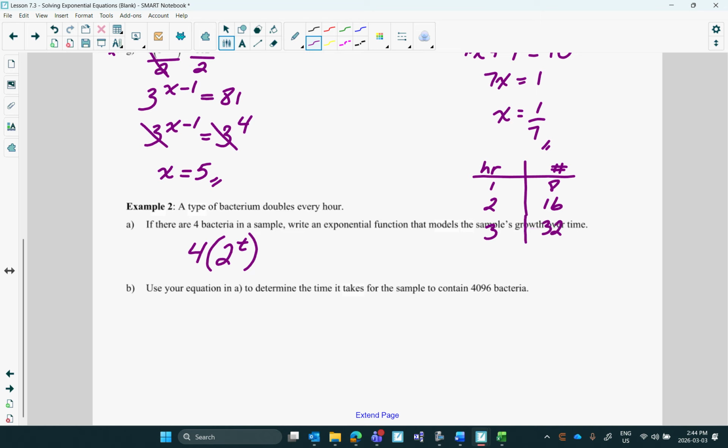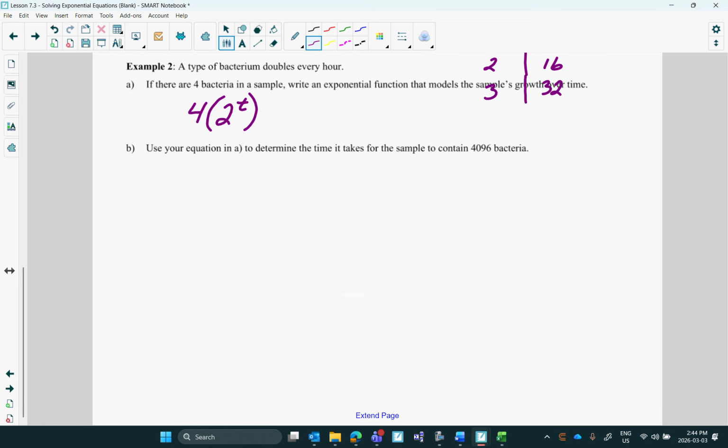So we want to figure out, how long does it take in hours to get to 4,096? Well, how would we solve this? Very similar to the last one we just did. What would you do first? Divide both sides by 4. And 2 to the t is equal to 1024.